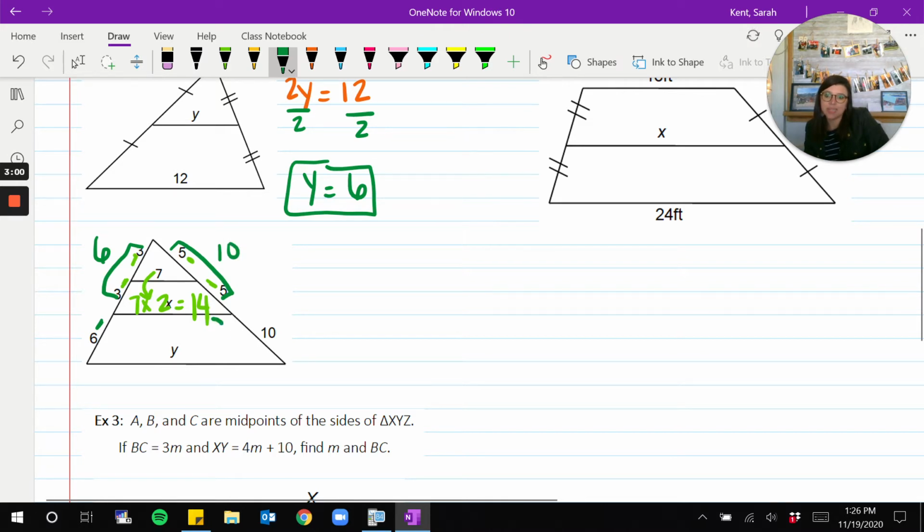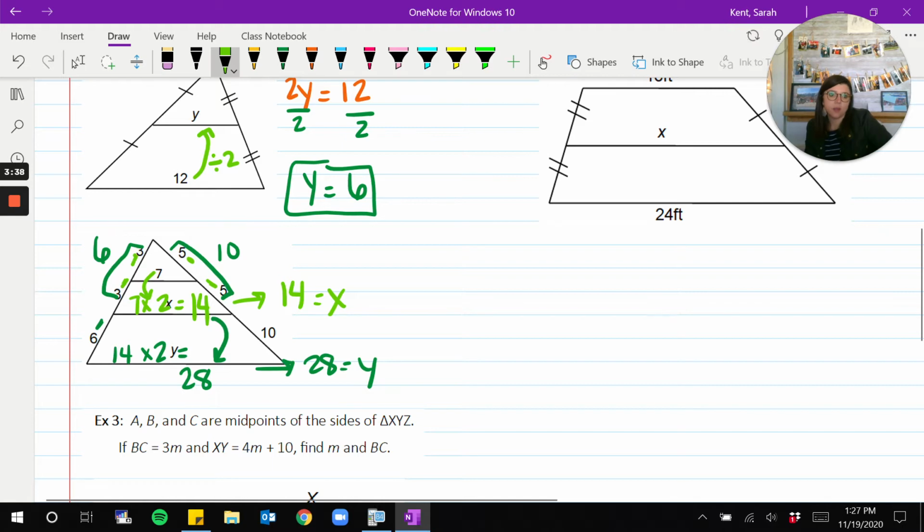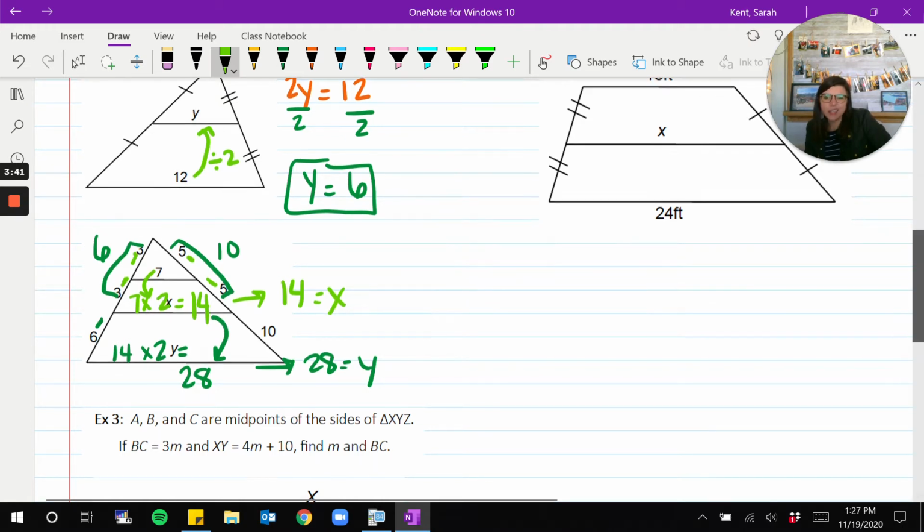To go from 14 down to Y, I can do 14 times 2 equals 28. So here, my answers would be 14 is X, and here, 28 is Y. So if I go down, we want to do times 2. If we go up, we're going to divide by 2. So there's one more that's a little trickier.